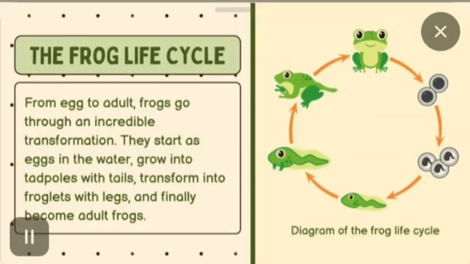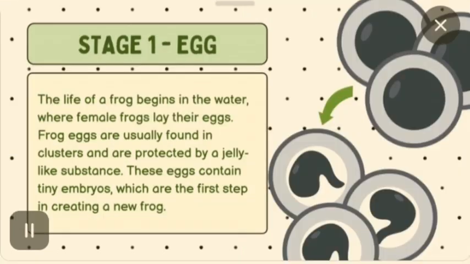So here you can see the diagram of the frog's life cycle. From egg to adult, frogs go through an incredible transformation. They start as eggs in the water, grow into tadpoles with tails, transform into froglets with legs, and finally become adult frogs. So here you can see the four stages. The first stage is eggs, the second is tadpoles, the third is froglets with legs, and then they become adult frogs.